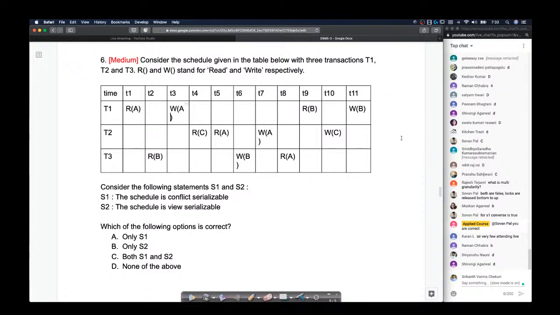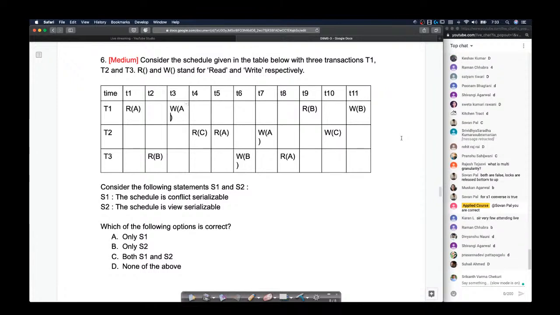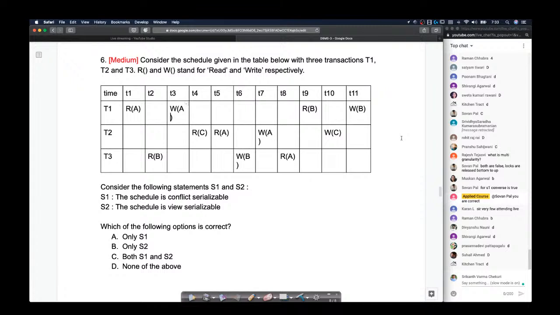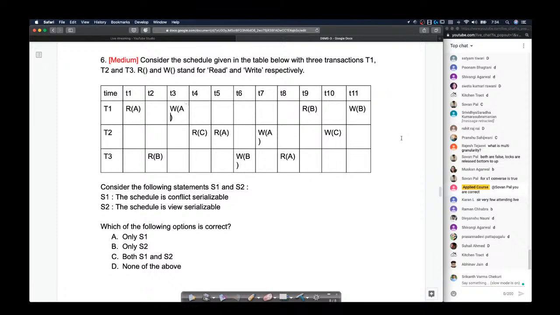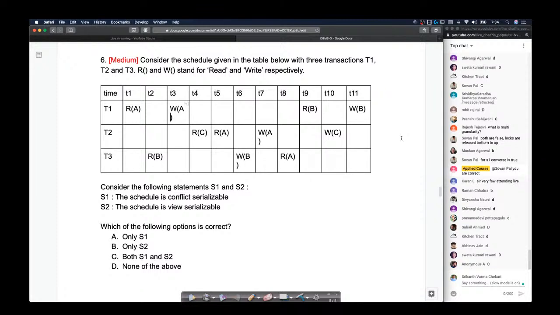Okay, I see people putting in the answers. Again, please be careful when you read it. If you know how to determine view and conflict serializability, this is a straightforward question.